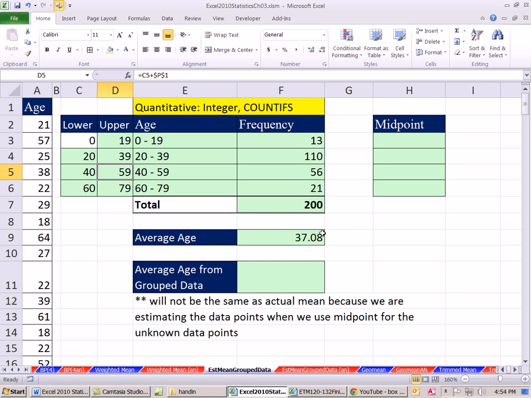So the way to estimate it from a frequency distribution like this is to calculate the midpoint, right? Because there's 13 that are between 0 and 19. So if we took 13 times the midpoint, it would give us a rough estimate of the total from this particular category, meaning all the ages in this category added up. So the trick is the midpoint, and you have to take lower plus upper divided by 2. So I'm going to use the average function.